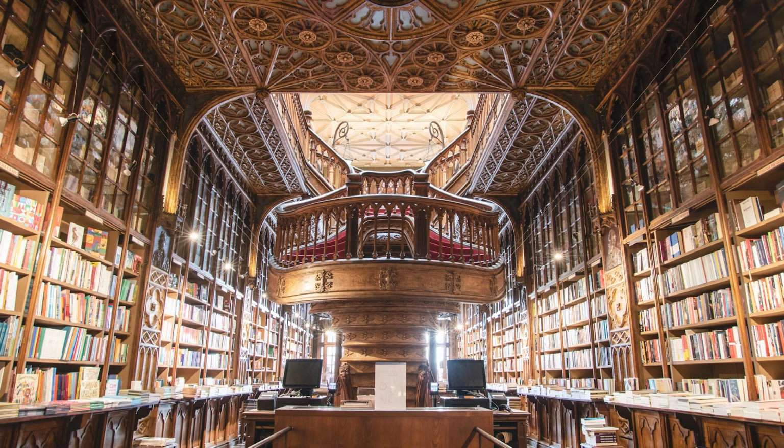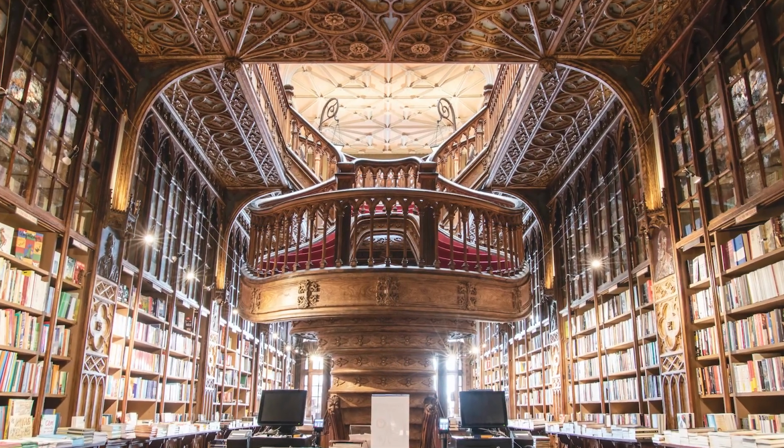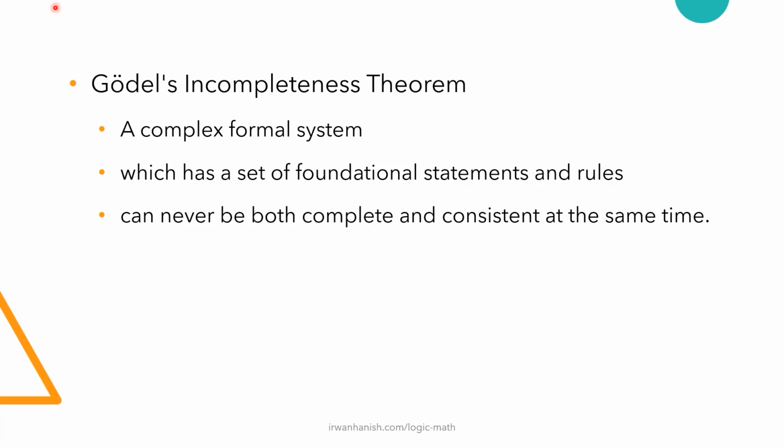Imagine you're in a library, right? Like a Hogwarts library. So this library has all the books about itself, millions and millions of books about itself. The theorem shows that no matter how many books you have, there will always be a true statement that you cannot find in any books. In other words, the library can never be complete. So that's one part. Here's the second part.